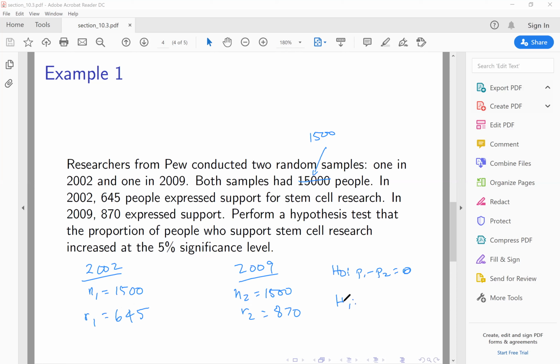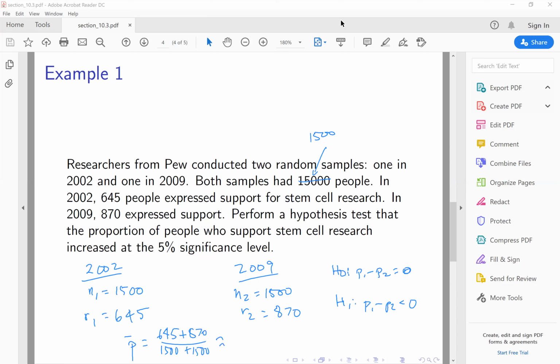And our H1 is that, well, we think proportion 2 is actually bigger than proportion 1. So the alternate hypothesis is that the difference of proportions is negative. So we have to calculate a lot of things. And the first thing we want to calculate is P bar and Q bar. So P bar is R1 plus R2 over N1 plus N2. That's 645 plus 870 over 1500 plus 1500.